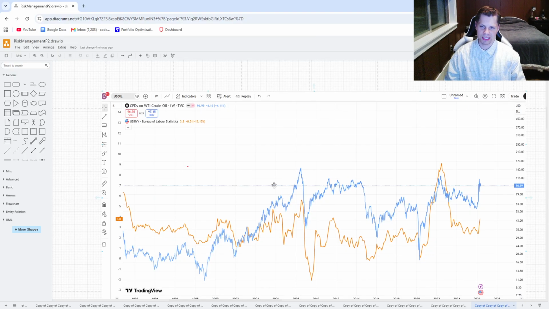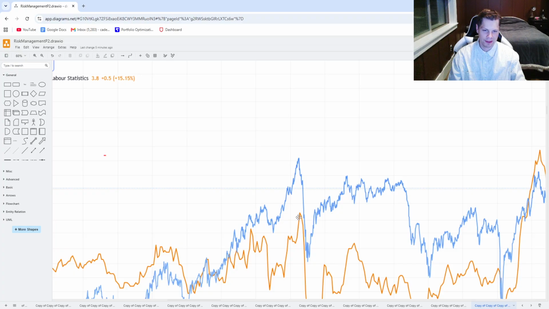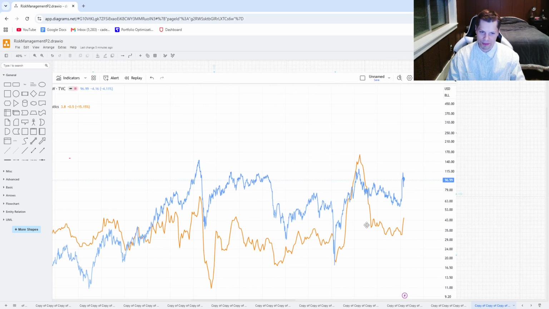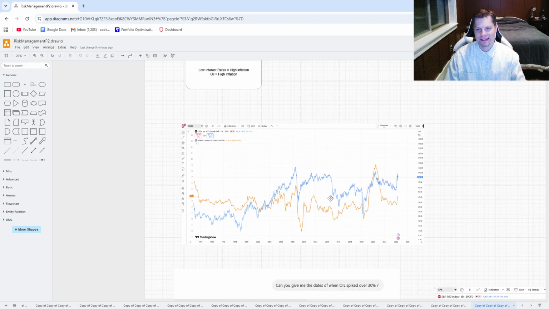And you can just see that the blue line is oil. The orange line right here is inflation. If you look right here, you can see oil went up high, and inflation followed a month later, just a few weeks later, and also hit a high. I mean, they just follow almost identically, oil and inflation. And you can just see this graph, and it's pretty self-explanatory.